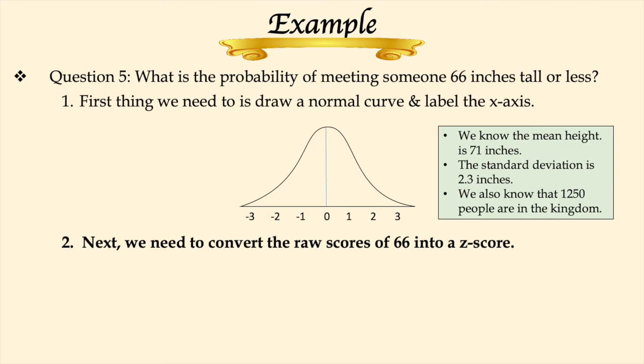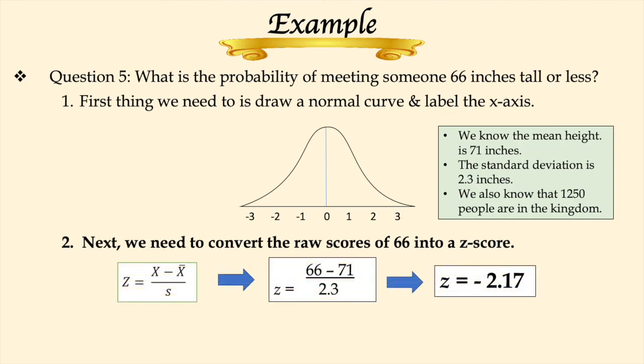So you should know the formula by now. Z is equal to the score minus the mean divided by standard deviation. My score is 66 in this case. My mean stayed 71 and my standard deviation stayed 2.3. When I divide those, I get a z-score of negative 2.17. The z-score is negative because it is below the mean. So a z-score of negative 2.17 would fall somewhere along here on our normal curve.